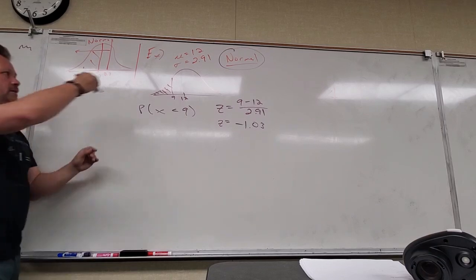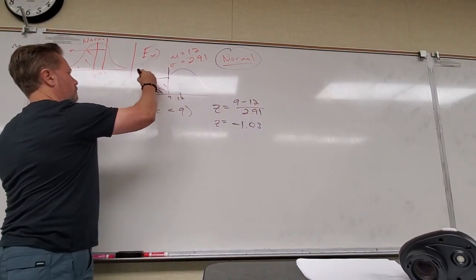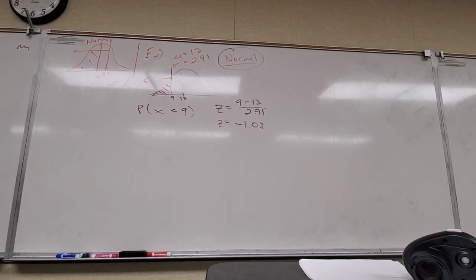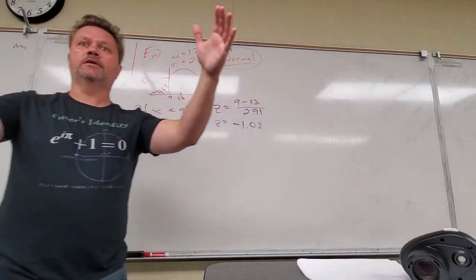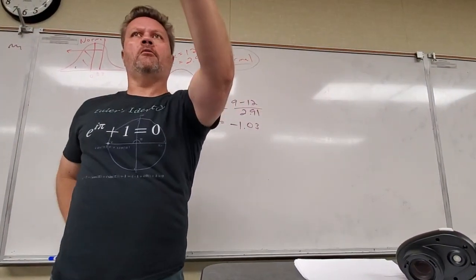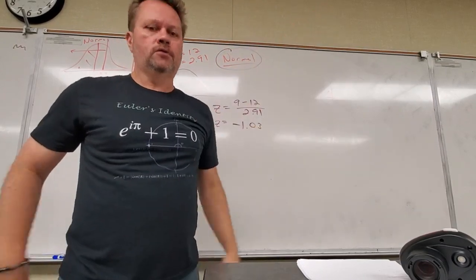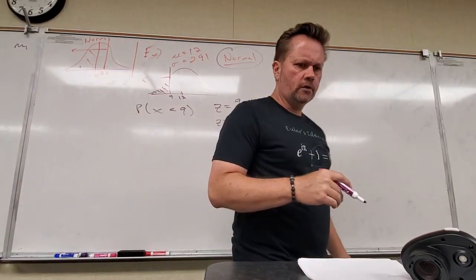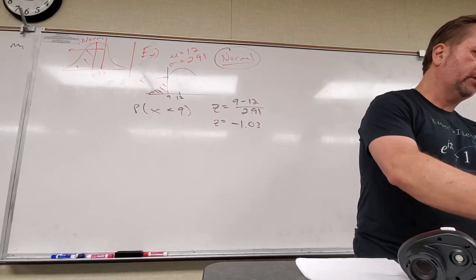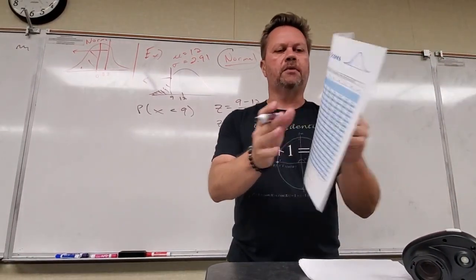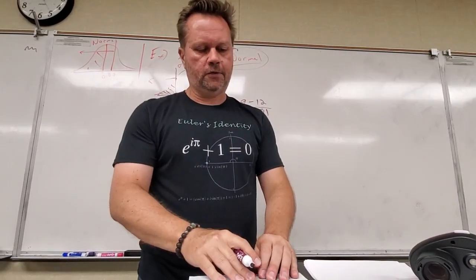Now I can get the answer. Look on the chart. The minute I know it's normal and have a z-score, the z-score chart has all the answers. Where did I put all my z-score charts? There. So when you look at negative 1.03, what do you guys get?